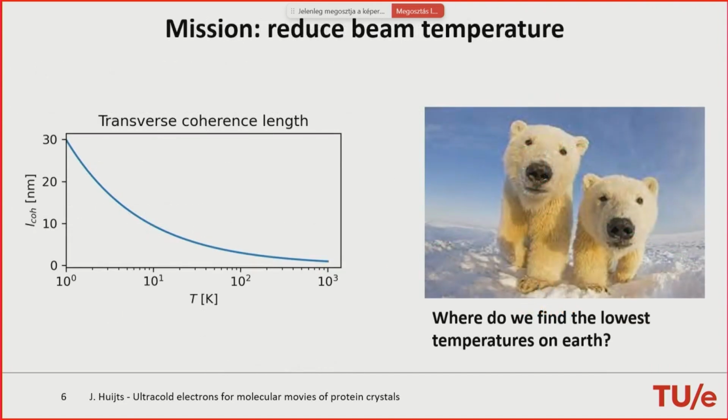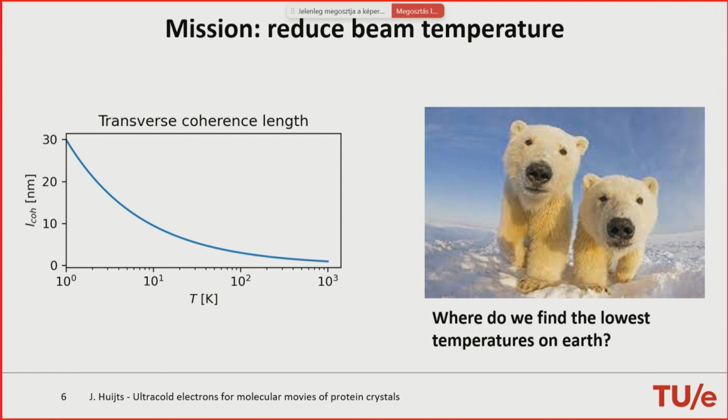Now, what we are trying to do is to push it even further. So what you see here is just to stress the point again that we need a coherence length that is several nanometers. That means that you need an electron bunch temperature that is some tens of Kelvin, so that's very cold.